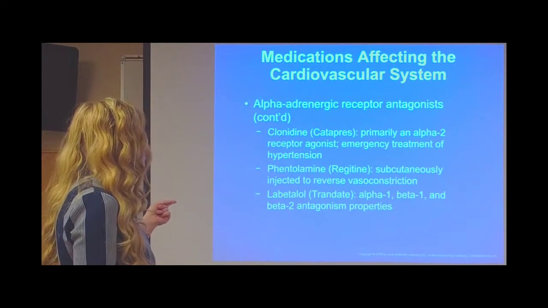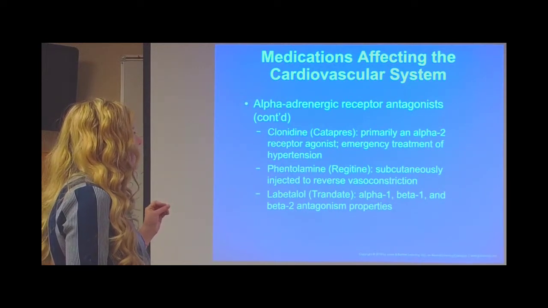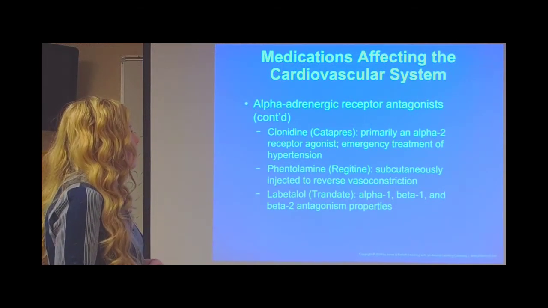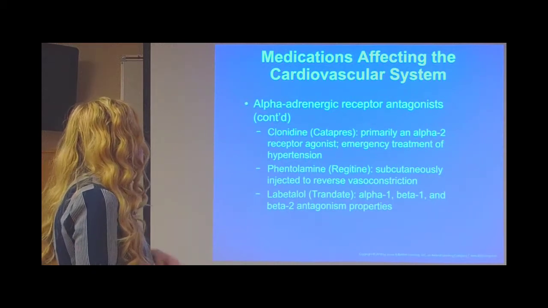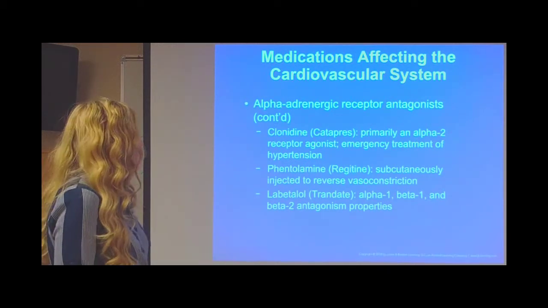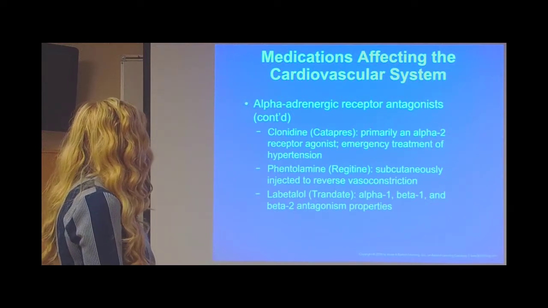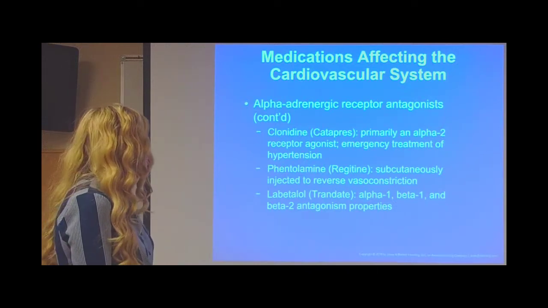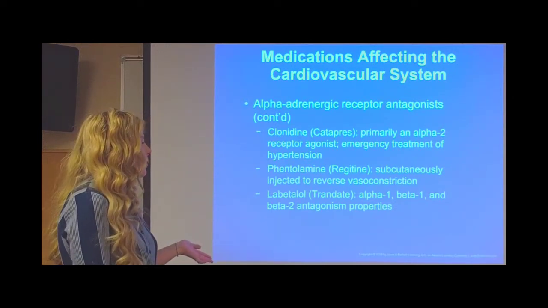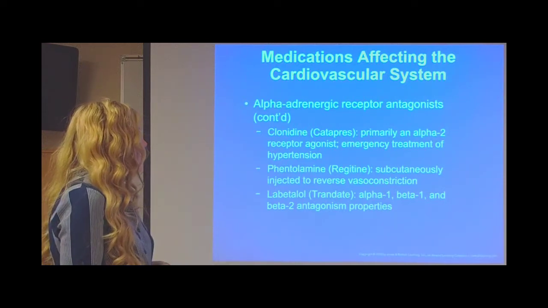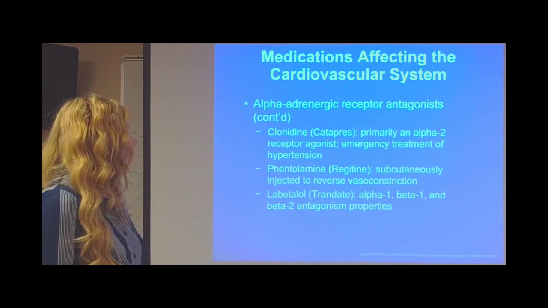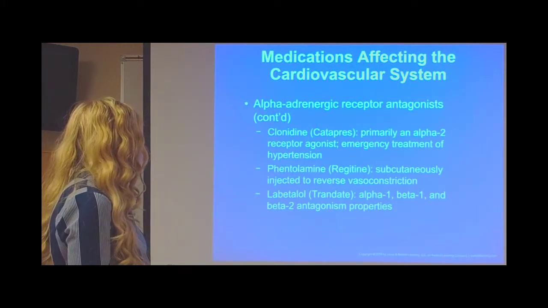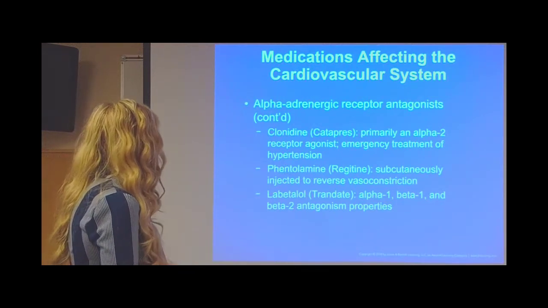Clonidine is tricky because clonidine is an alpha-2 receptor agonist, but it works through feedback inhibition. So it actually does decrease blood pressure even though it's an agonist. And it's emergency treatment with hypertension and typically works really well. And then you've got phentolamine, which is subcutaneously injected to reverse vasoconstriction. And then labetalol, which I talked about earlier, is a non-selective beta blocker and has alpha-1, beta-1, and beta-2 properties, and usually is a preferred drug in hypertension and pregnancy. And that and methyldopa are.